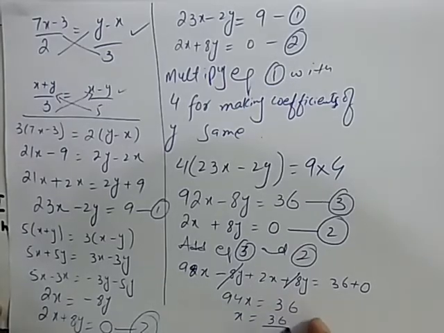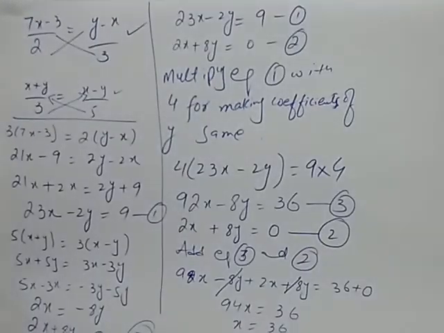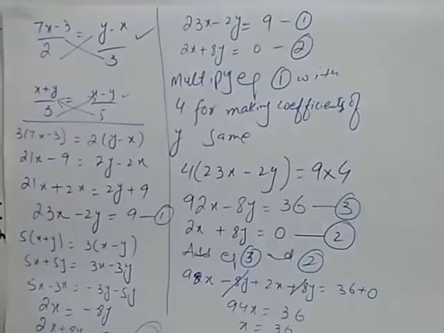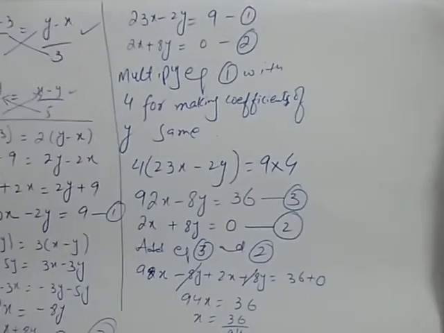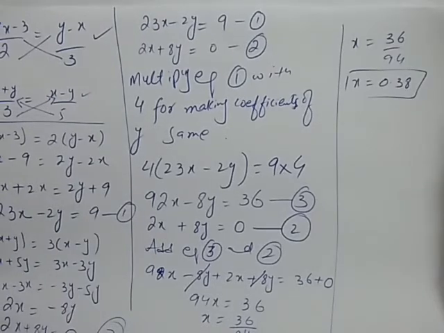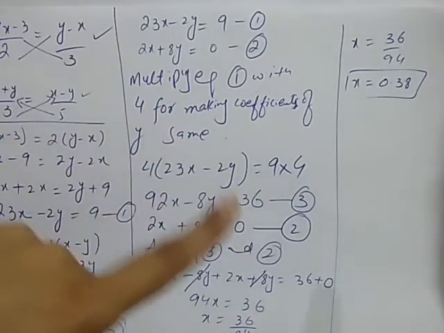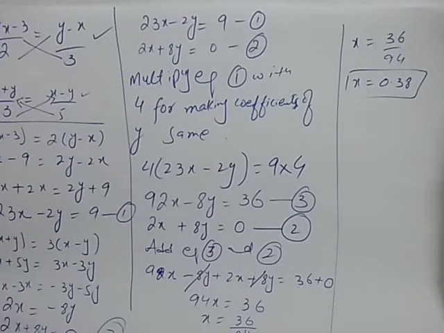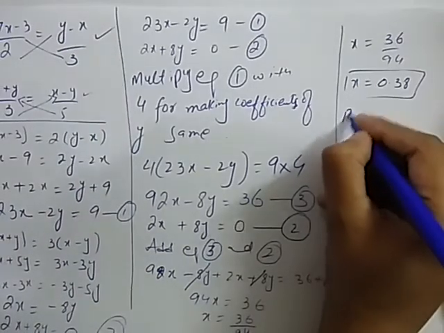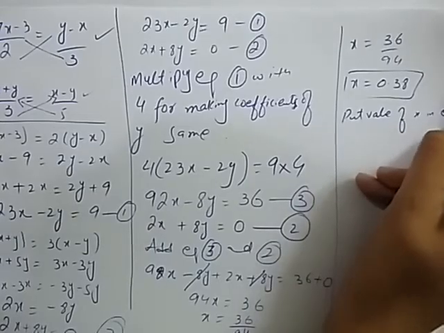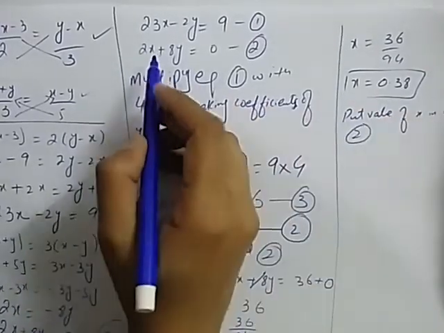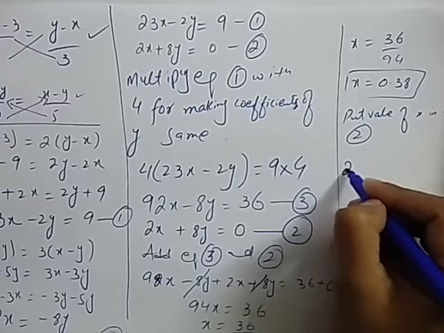So x is equal to 36 over 94. 94 will be written in the denominator. So this is the value of x. Now it's up to you whether you want to put the value of x in equation number 1, 2 or 3. I am going to put it in equation number 2. So put the value of x in equation 2.